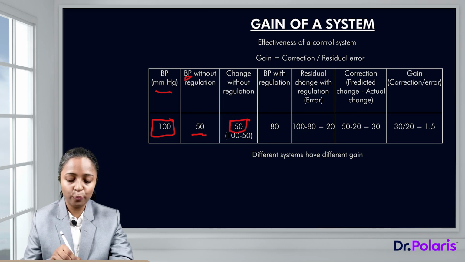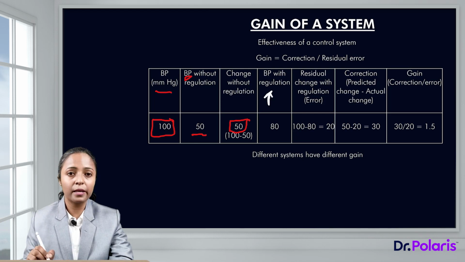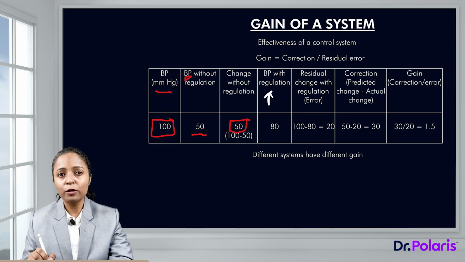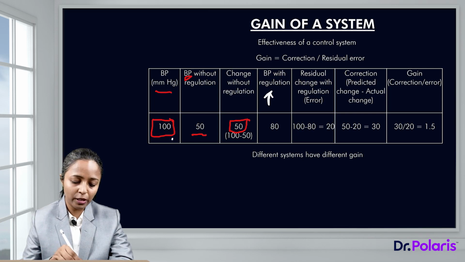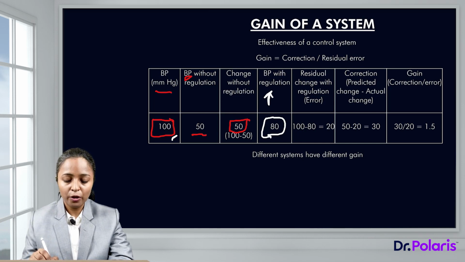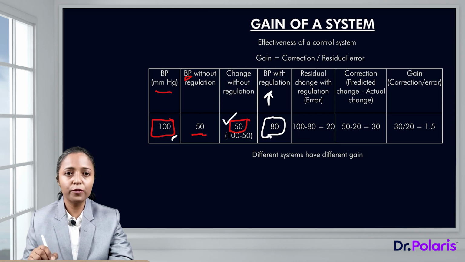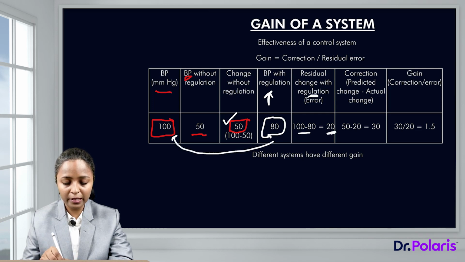We have to just subtract 100 with 50. But in case the system exists, the system will try to bring it back towards normal. But because of so much blood loss, maybe it doesn't bring it back toward 100 millimeter mercury, but brings it back only to 80 millimeter mercury, right? So in case of no regulation, how much change was there? 100 minus 50, 50 millimeter mercury. But when regulation is there, then also we have some change, that is 20 millimeter mercury. So we have to subtract 80 from 100. So that becomes 20 millimeter mercury.